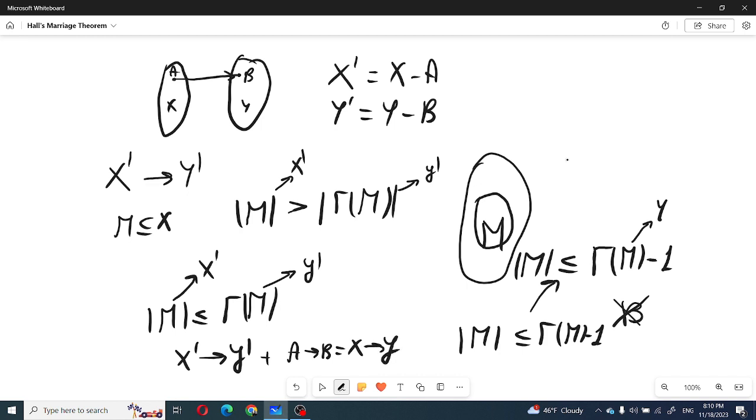So the main idea was to discuss two different types of configurations. The first is when S prime has size equal to its neighbors in Y, if such sets exist, and the second case was that the size of M was always at least one less than G of M in Y, and after subtracting one vertex B from Y, nothing will be changed, and the initial condition will also be satisfied. So this was all I wanted to discuss for today.